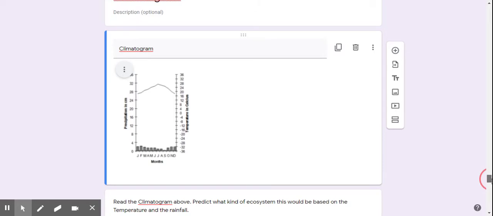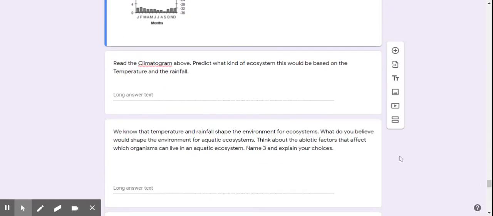Now, let's keep going down. We know that temperature and rainfall shape the environment for ecosystems. What do you believe would shape the environment for an aquatic ecosystem? Think about the abiotic factors that affect which organisms can live in an aquatic ecosystem. Name 3 and explain your choice.